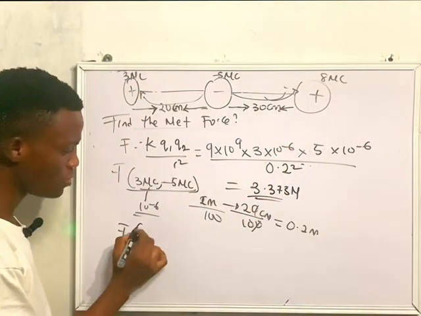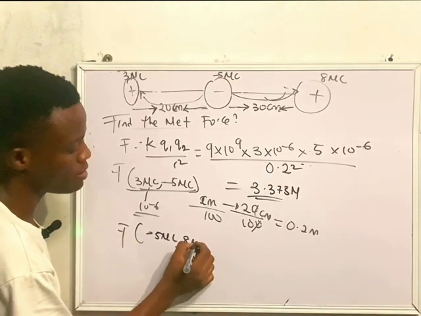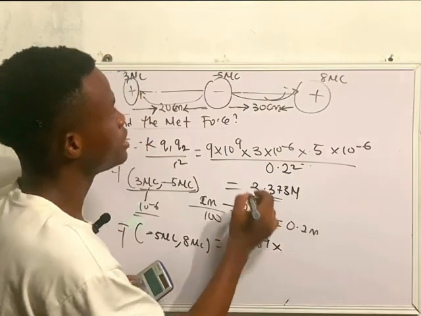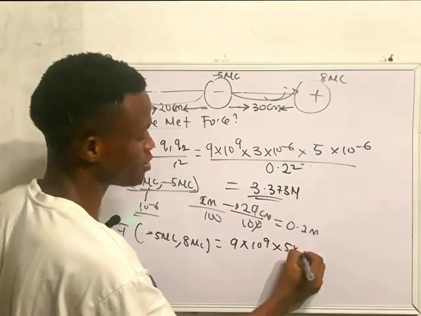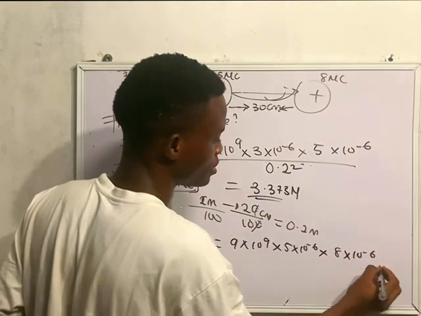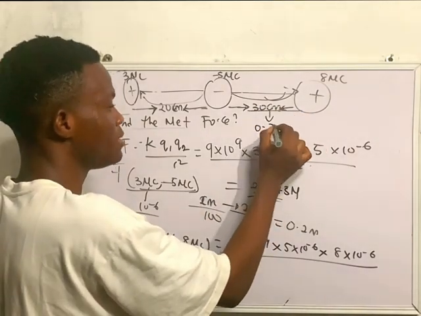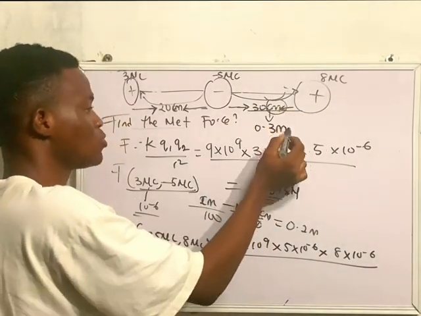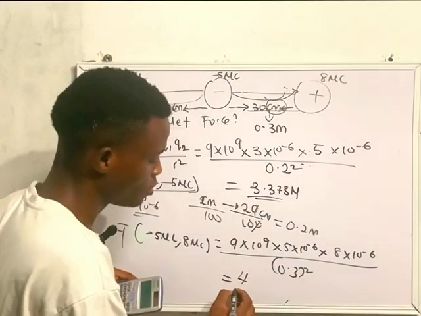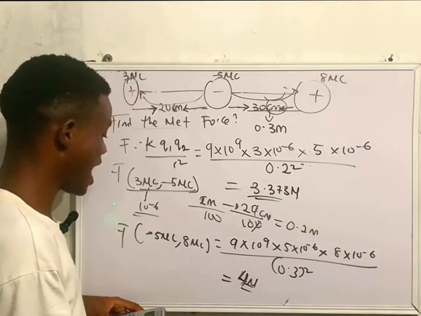Now you have to calculate like this when this one also attracts this one. My F is equal to the minus 5 microcoulomb and 8 microcoulomb, so 9 times 10 to the power 9 times 5 times 10 to the power minus 6 times 8 times 10 to the power minus 6, over my distance, which is 30 centimeter, that is 0.3 meter, because I'm converting from centimeters to meter. 0.3 all squared. So the answer for this one is 4 Newton.